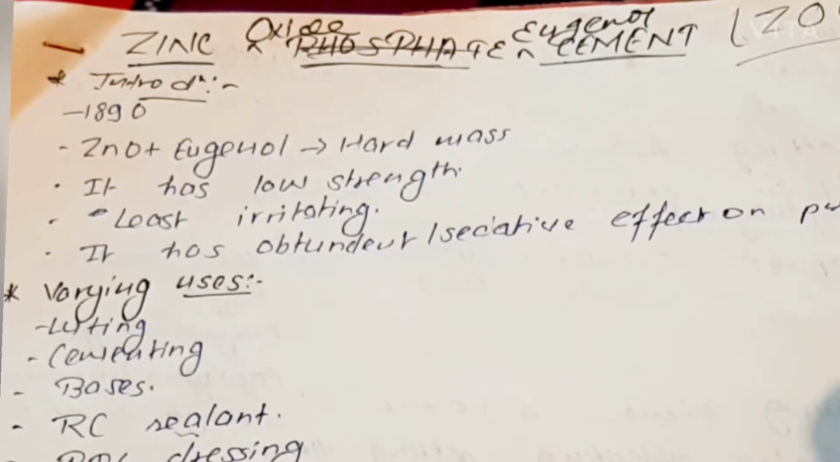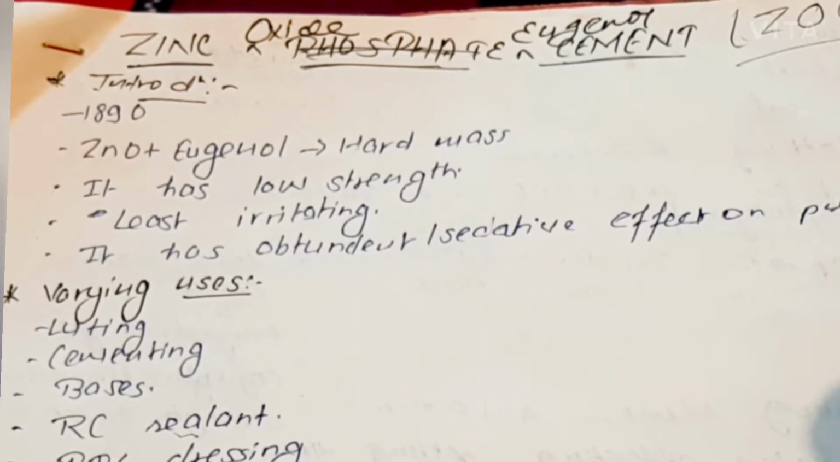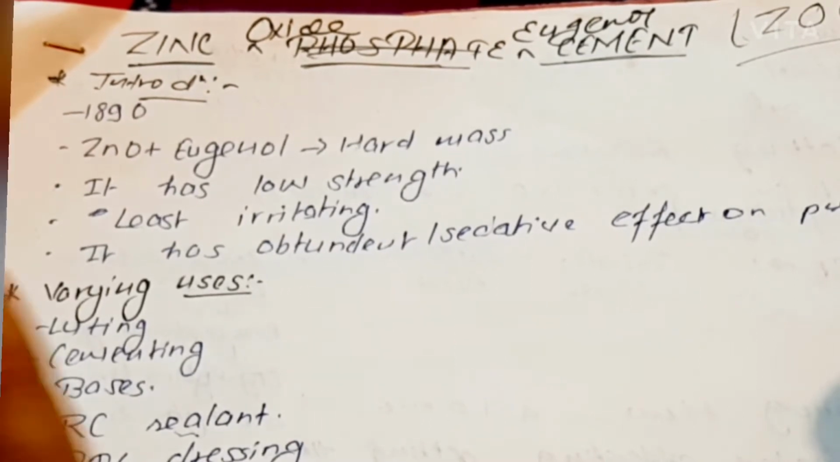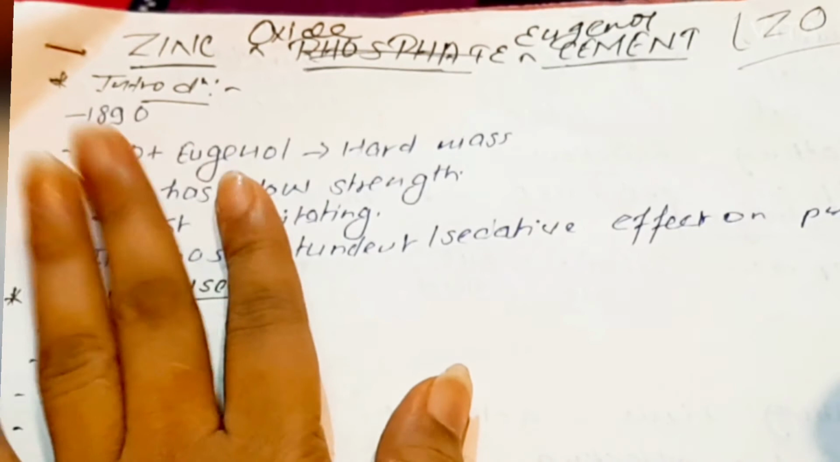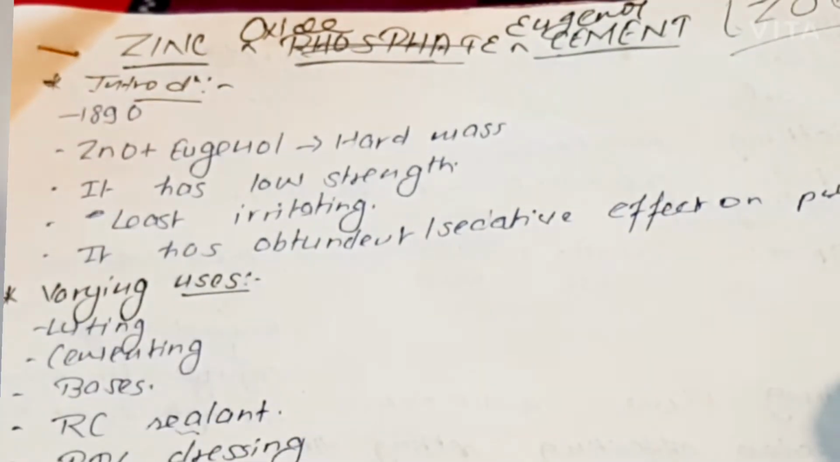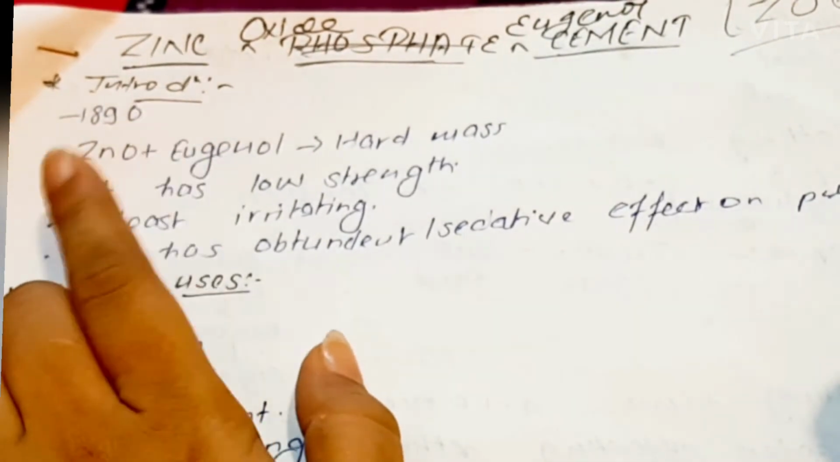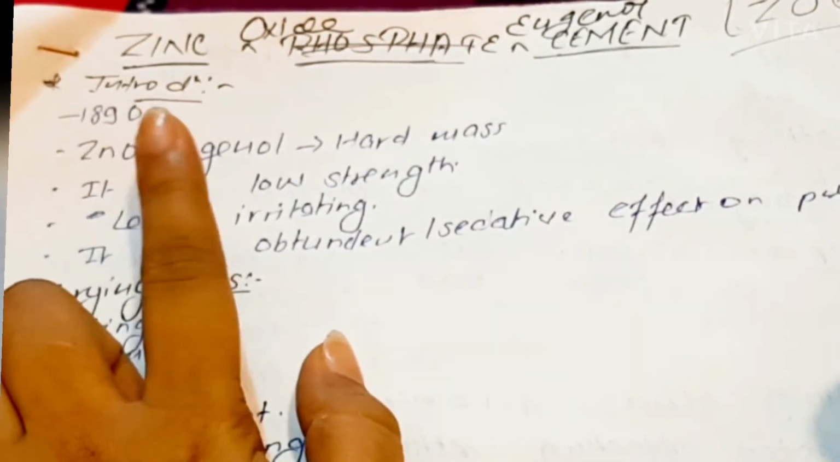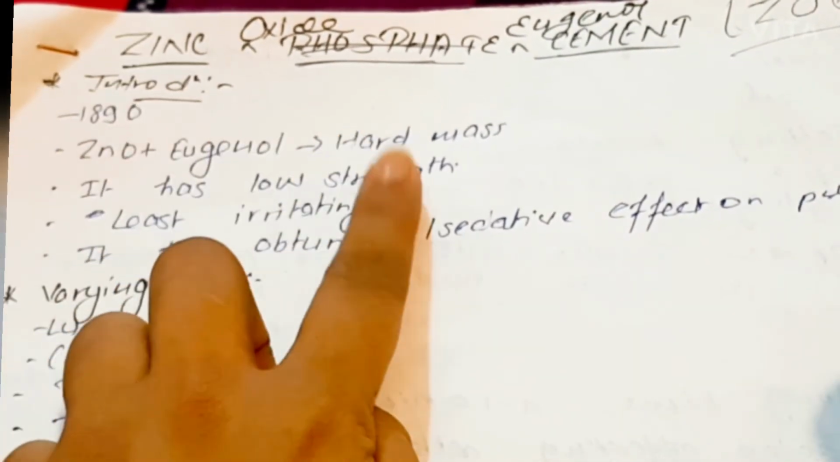Hello everyone, so today I'm going to teach you a very interesting and important topic of dental material, that is zinc oxide eugenol cement. First of all, we'll deal with the introduction part. It was invented in 1890, and when zinc oxide is mixed with eugenol, it makes a very hard mass.